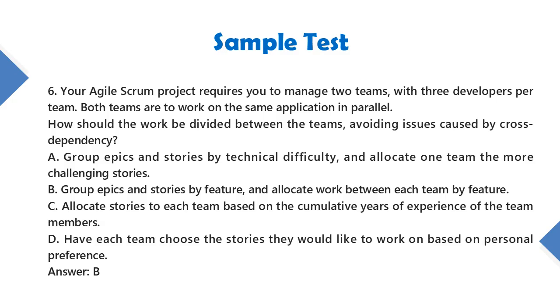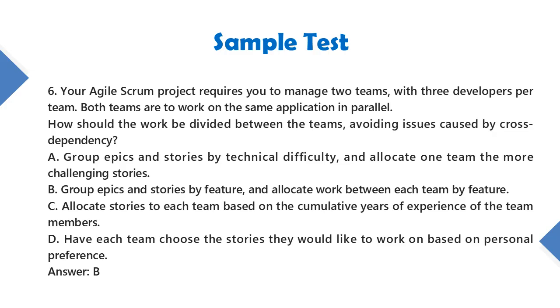6. Your Agile Scrum project requires you to manage 2 teams, with 3 developers per team. Both teams are to work on the same application in parallel. How should the work be divided between the teams, avoiding issues caused by cross-dependency?